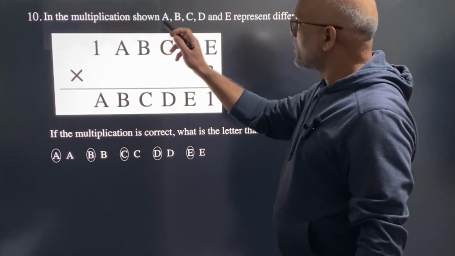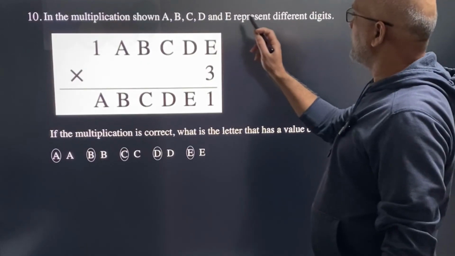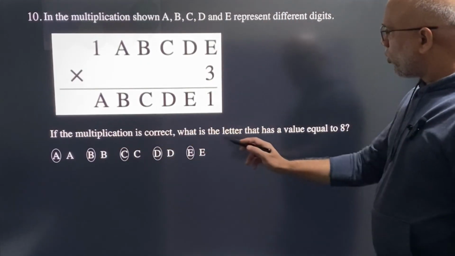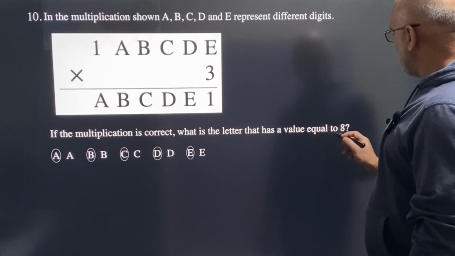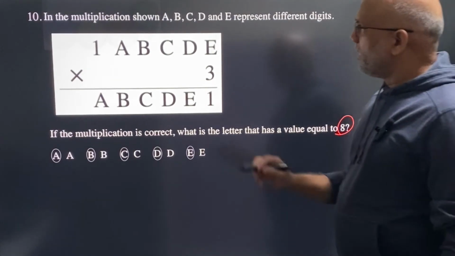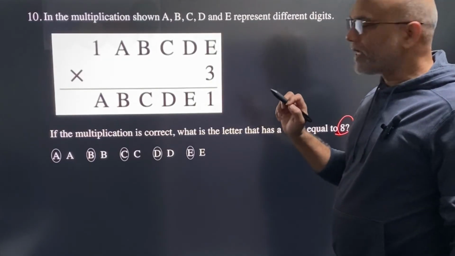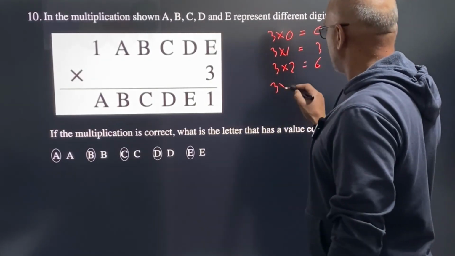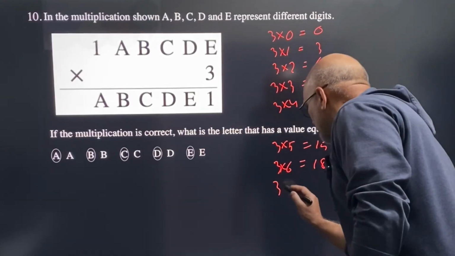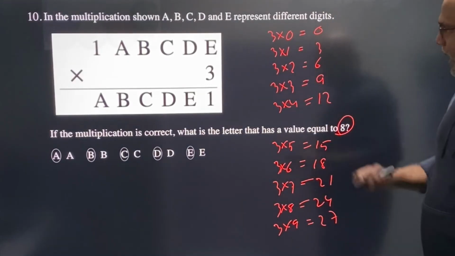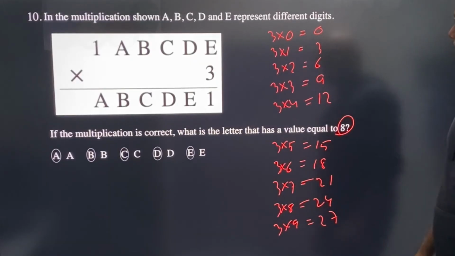In the multiplication shown, A, B, C, D, E represent different digits. If the multiplication is correct, what is the letter that has the value equal to 8? All right, I need a multiplication table for 3. So let me first write that down. All right, so I have the multiplication table for 3 here.